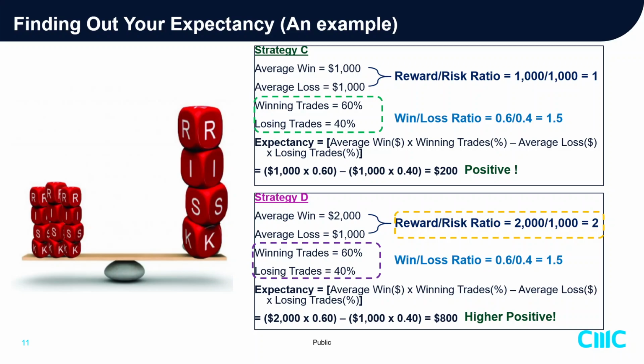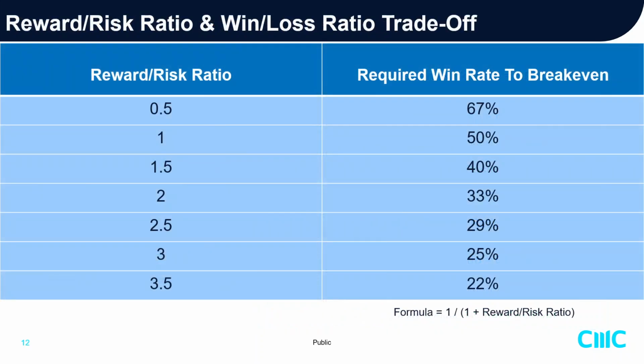There's actually a trade-off between reward risk ratio and win-loss ratio. So let me present it to you in this table. This column here is your reward risk ratio. This column here is the required win rate to break even, that means to have an expectancy of zero. Only break even. In order for you to have meaningful profit, you need to be higher than that required rate.